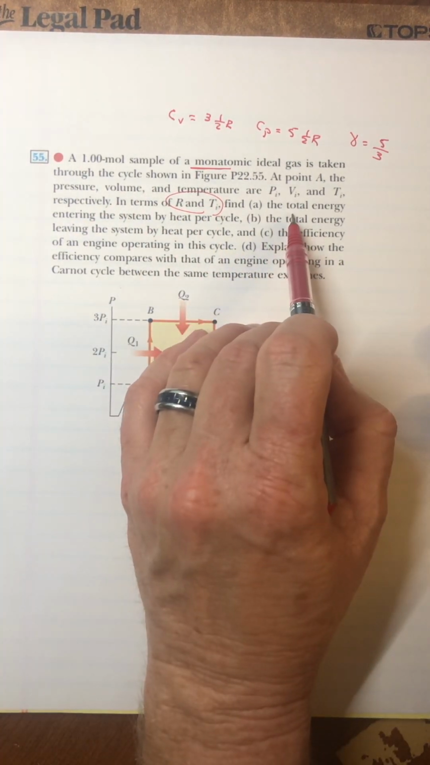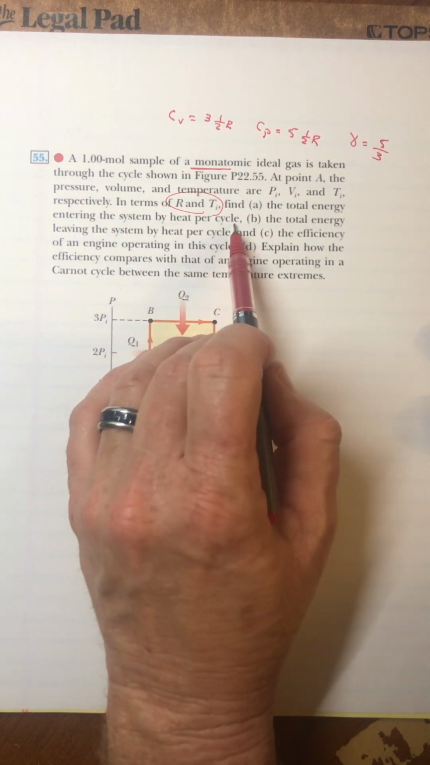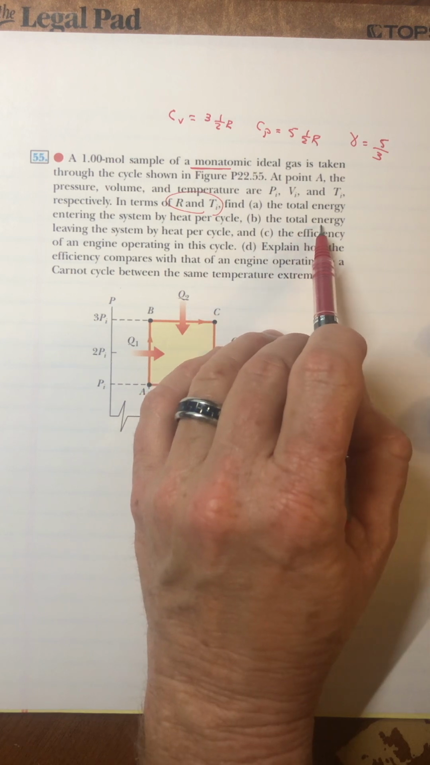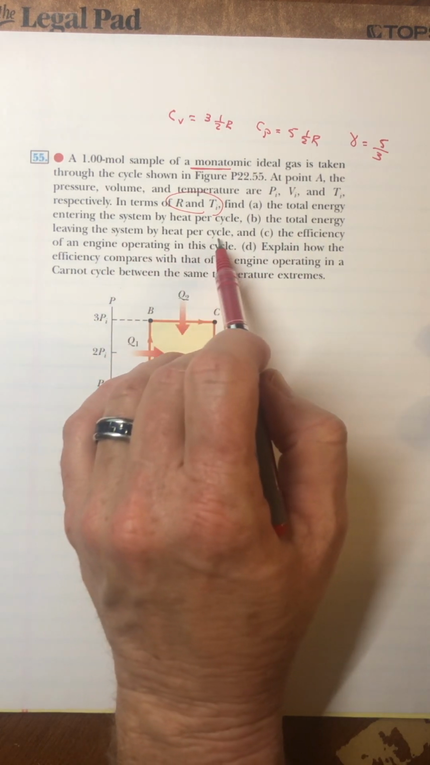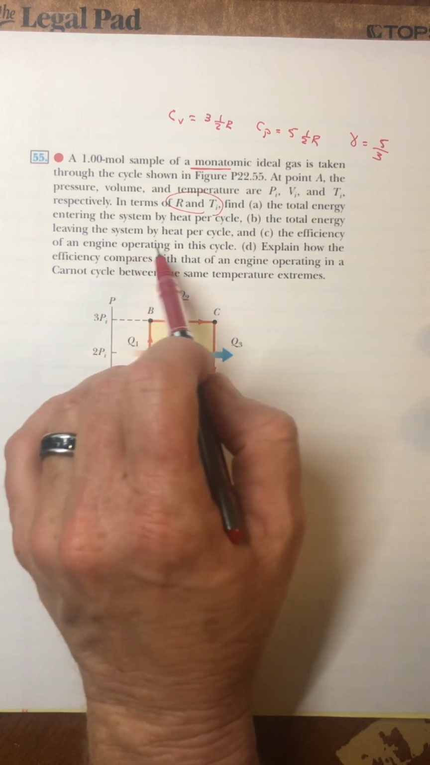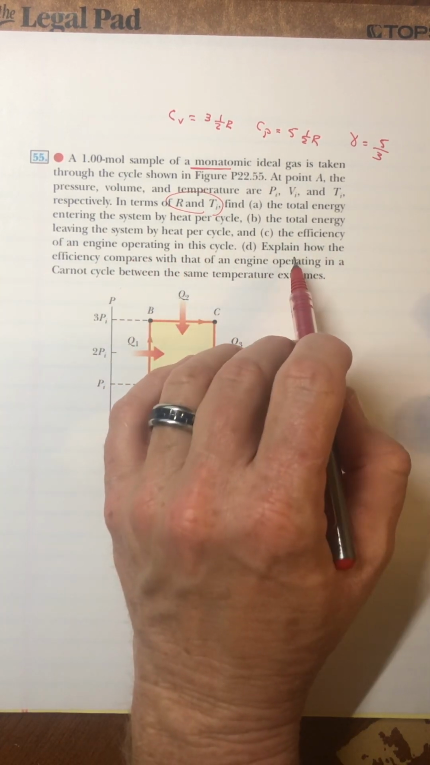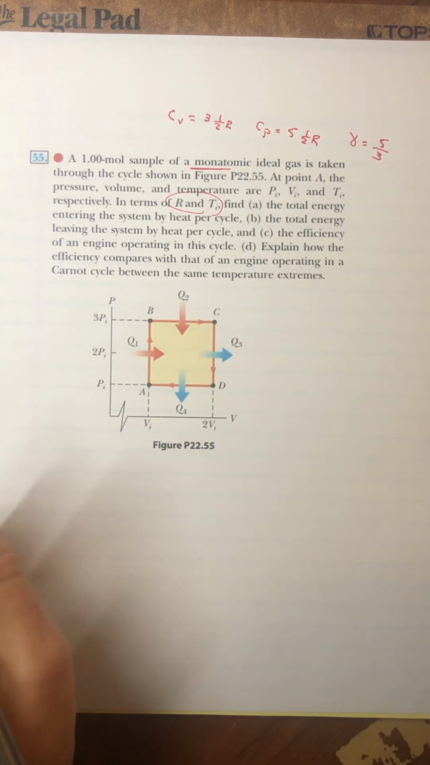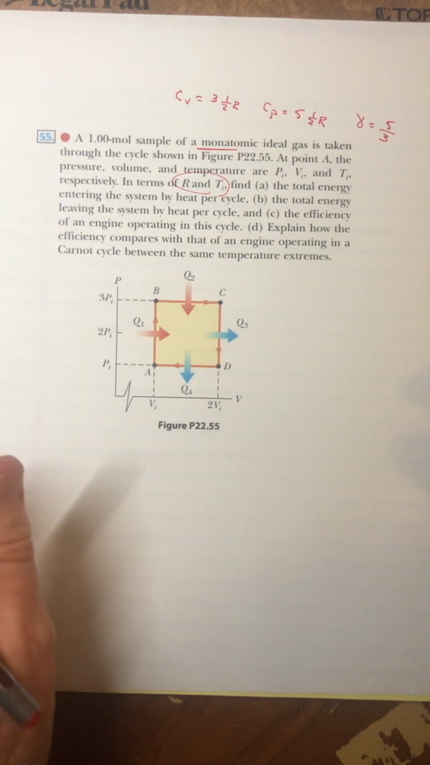Find A, the total energy entering the system by heat per cycle. B, the total energy leaving the system per cycle. And C, the efficiency of the engine operating at this cycle, and explain how the efficiency compares to that of an engine operating in the Carnot cycle between these same two extremes.